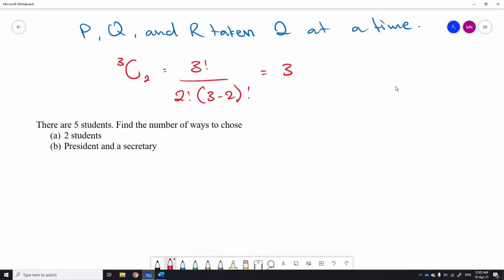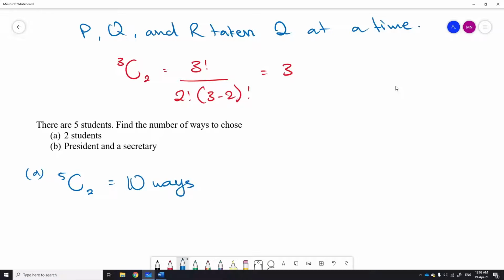Okay, so let's try this example. There are 5 students. Find the number of ways to choose 2 students. So 5 students represent the items, so we have 5C, and there are 2 students, so 5C2. So we have 10 ways.